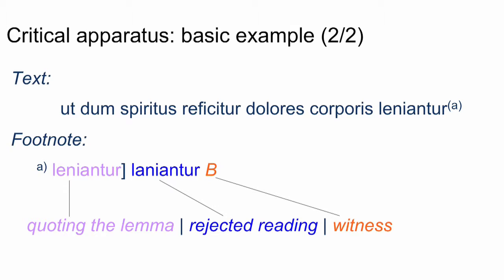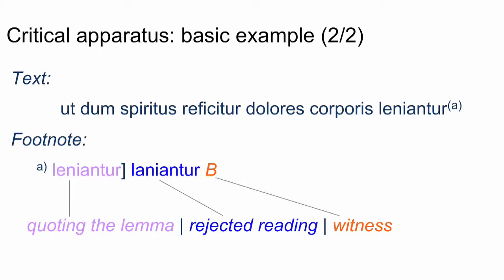A lot of conventions are present in traditional critical editions. It's not the place to go over them all, and most of you would know that already, by the way. But just to remind you that, usually you have what is called the lemma, that is the right version of the text that is present in the main text, which is recalled at the beginning of the footnote. Here, "leniantur". Then you have some kind of separator.